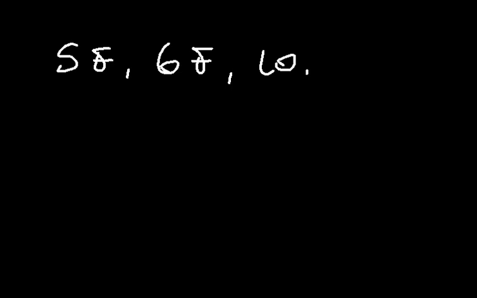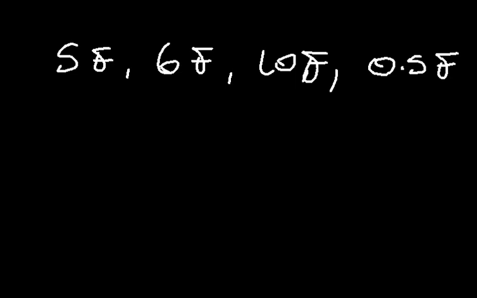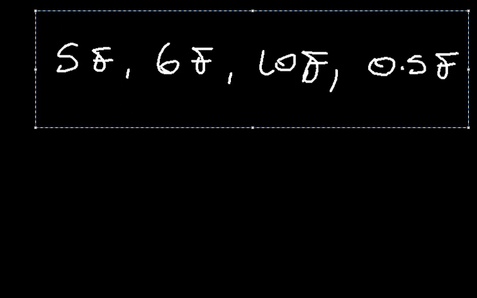That is to say, if we had capacitors of, let's say, 5 farad, 6 farad, 10 farad, and 0.5 farad. Since they are connected in a series circuit, the total capacitance will be less than that, and it is always less than the lowest capacitance. So keep that in mind.